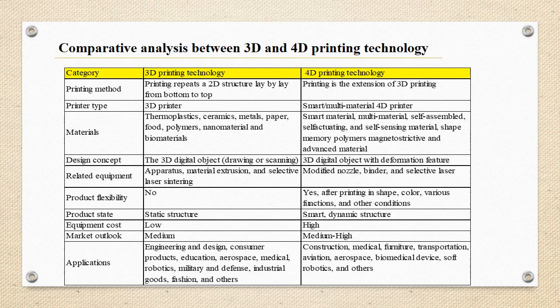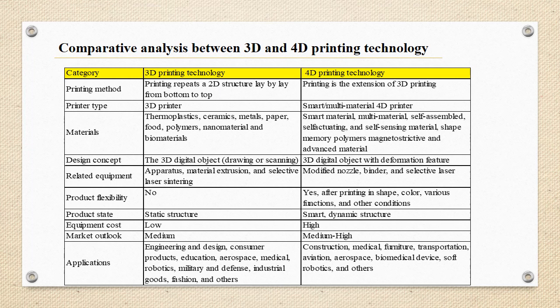Thermoplastics, ceramics, metals, paper, food, polymer, nanomaterials, and biomaterials are the materials in 3D printing, and smart materials, multi-materials, self-assembling, self-sensing materials, shape memory polymers, and advanced materials are used in 4D printing. The 3D digital object, by drawing or scanning, is the design concept in 3D printing, and a 3D digital object with deformation features is the design concept in 4D printing.